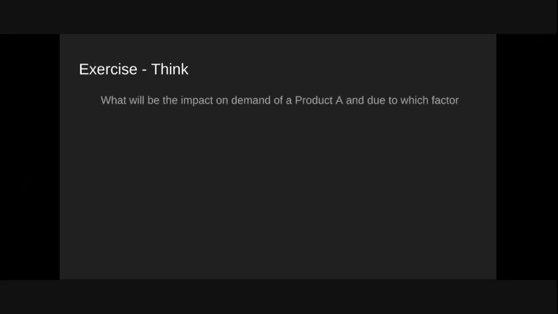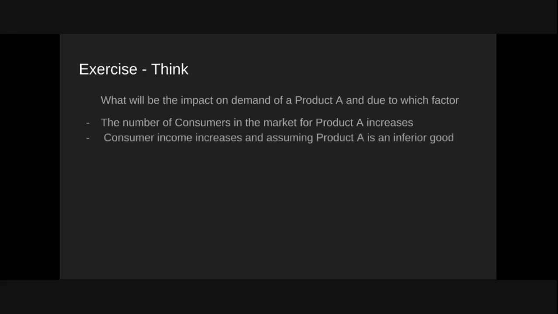What will be the impact on demand of a product A, and due to which factor? Now we are talking about product A, and what will be the impact on demand? Let's try and understand that. The number of consumers in the market for product A increases. What will happen to the demand of product A? Consumer income increases, and assuming product A is an inferior good, what will happen? Consumer income decreases and product A is a normal good, right?